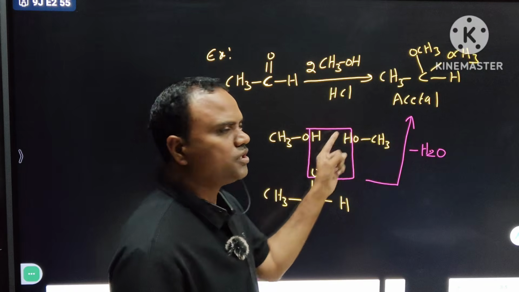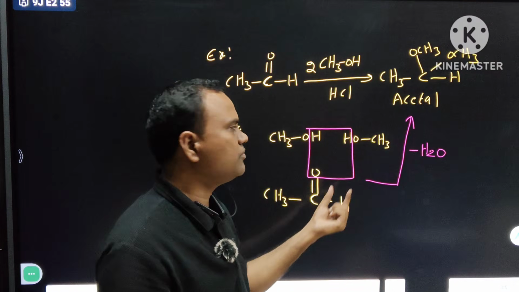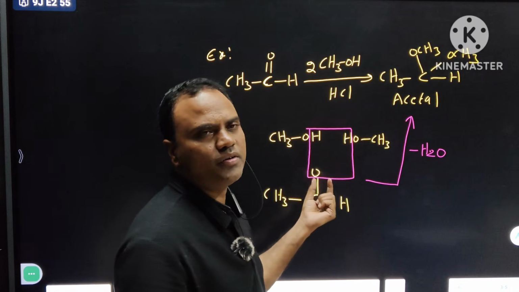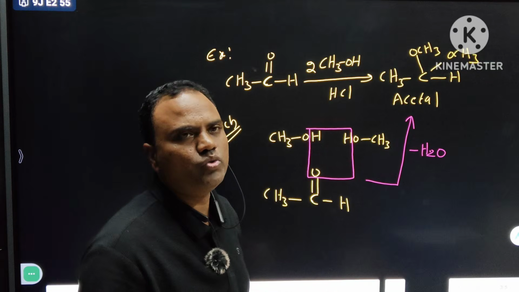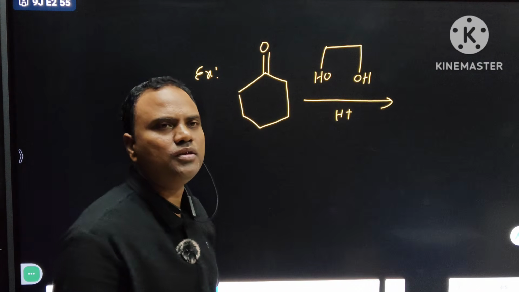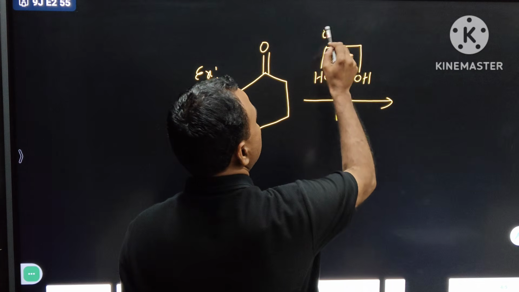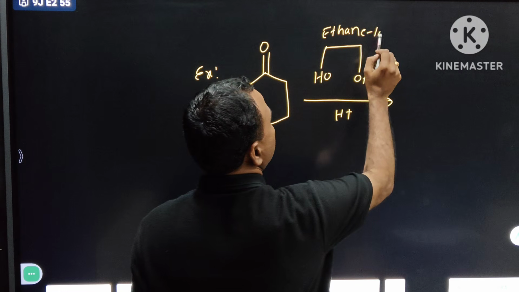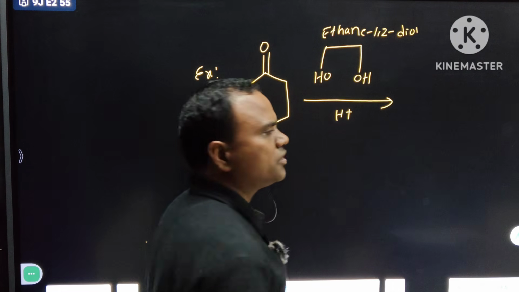Okay, this is one OH and this is one OH. Why? Because from each OH, H will come, and the two hydrogens combined with oxygen and water will be eliminated. That's why we need two OH groups. But in this case, the two OH groups are present in the same compound only. This is ethane 1,2-diol. Diol.